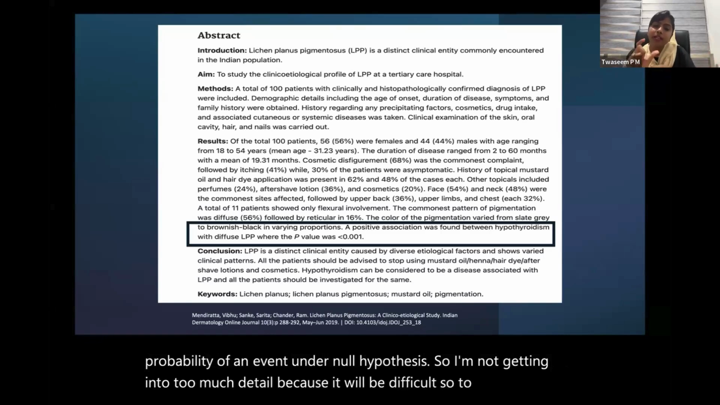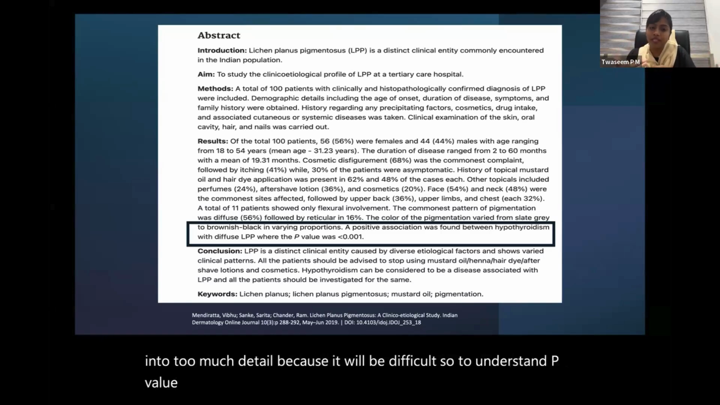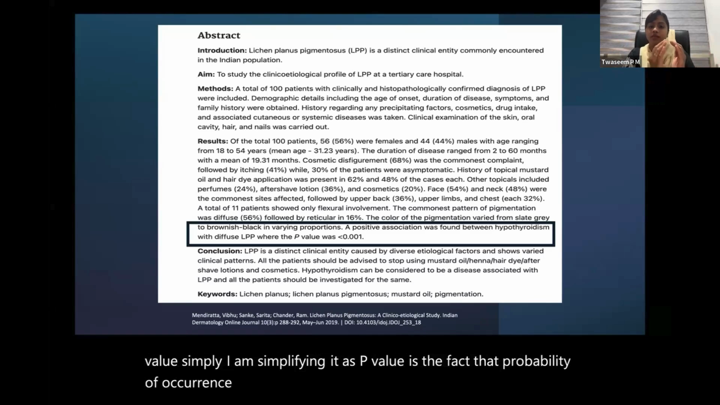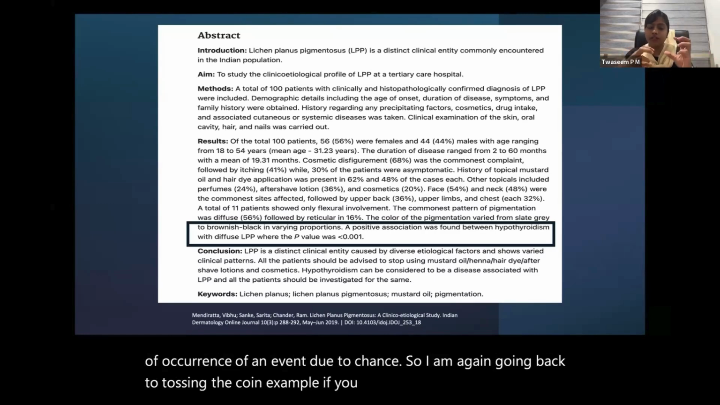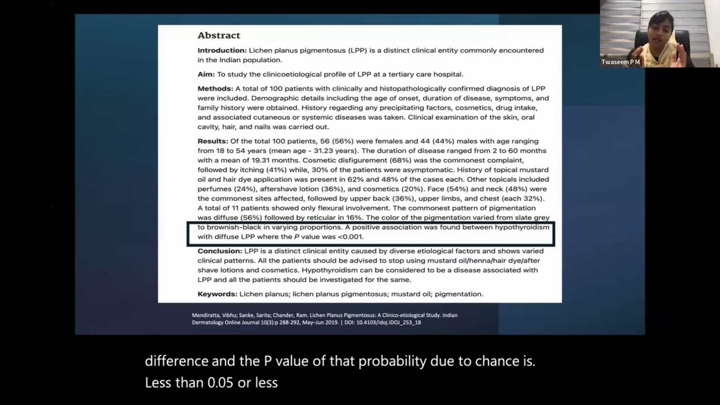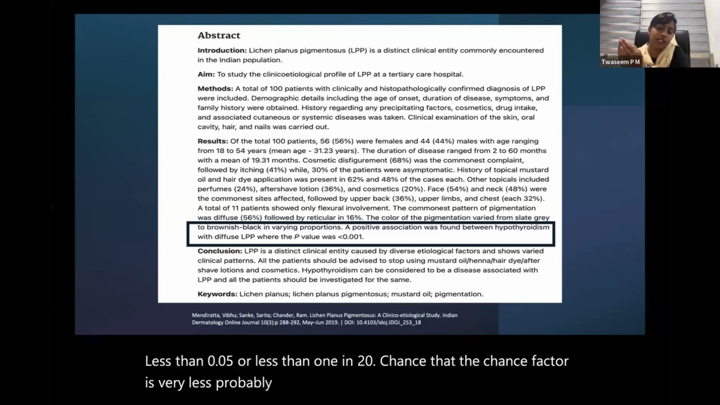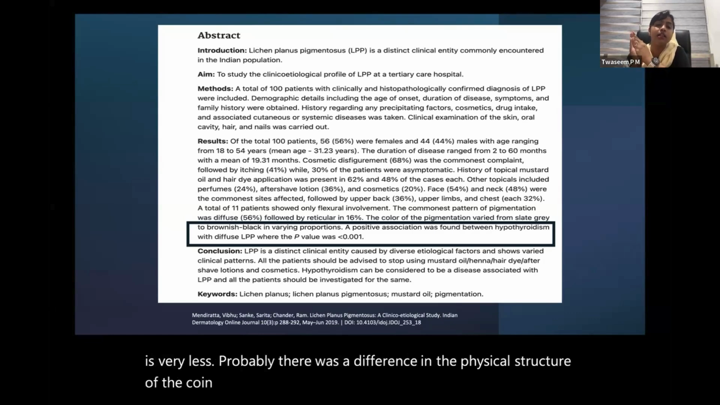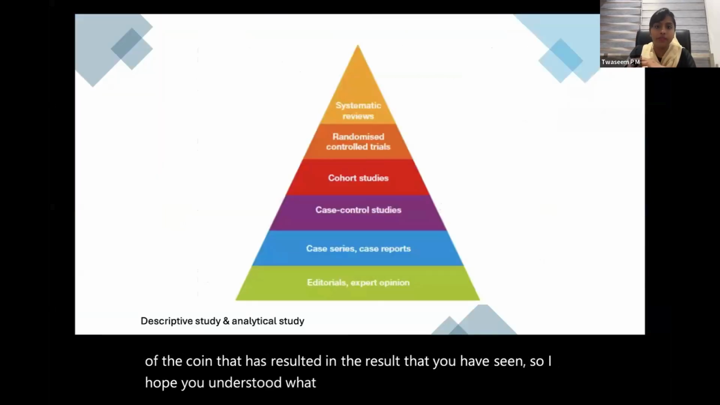To understand p-value, I'm simplifying it as the probability of occurrence of an event due to chance. So I'm again going back to the tossing the coin example. If you tossed a coin and you got a difference, and the p-value of that probability due to chance is less than 0.05, or less than 1 in 20 chance, then the chance factor is very less. Probably there was a difference in the physical structure of the coin that has resulted in the result that you have seen. So I hope you understood the meaning of the p-value.